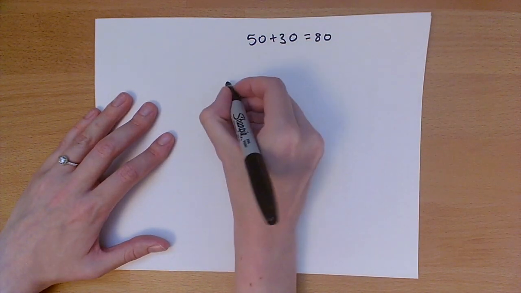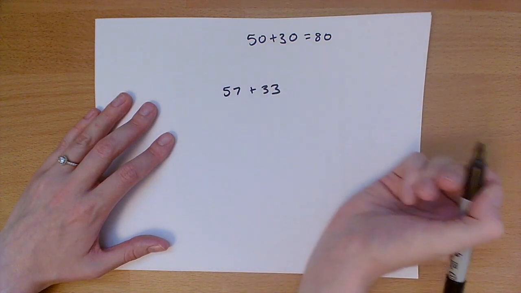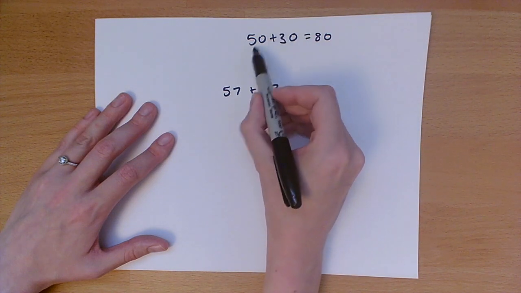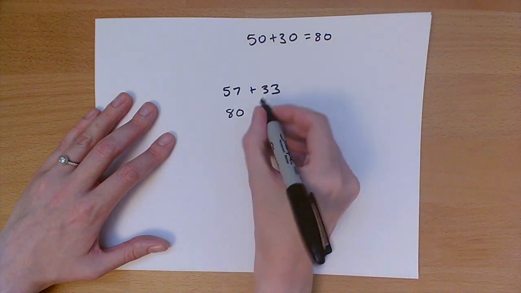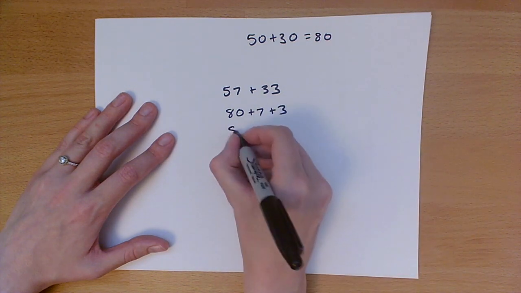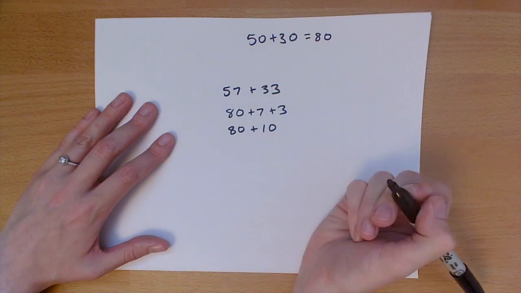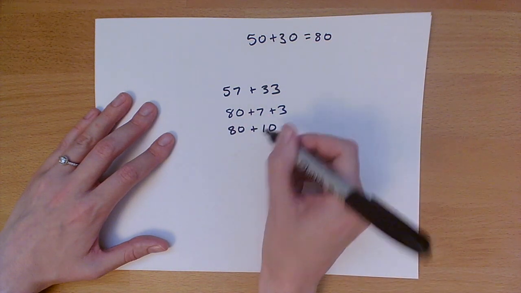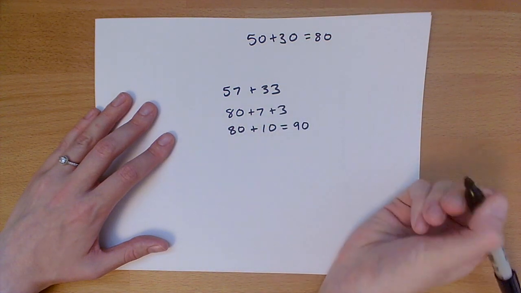Now I would like you to solve 57 plus 33. So I just figured out 50 plus 30 equals 80. So I know the 50 plus 30 equals 80, and I've still got the 7 and the 3. So 7 plus 3 is a friendly fact. I know that equals 10. And 8 plus 10, 8 tens plus 1 ten equals 90, just like that.